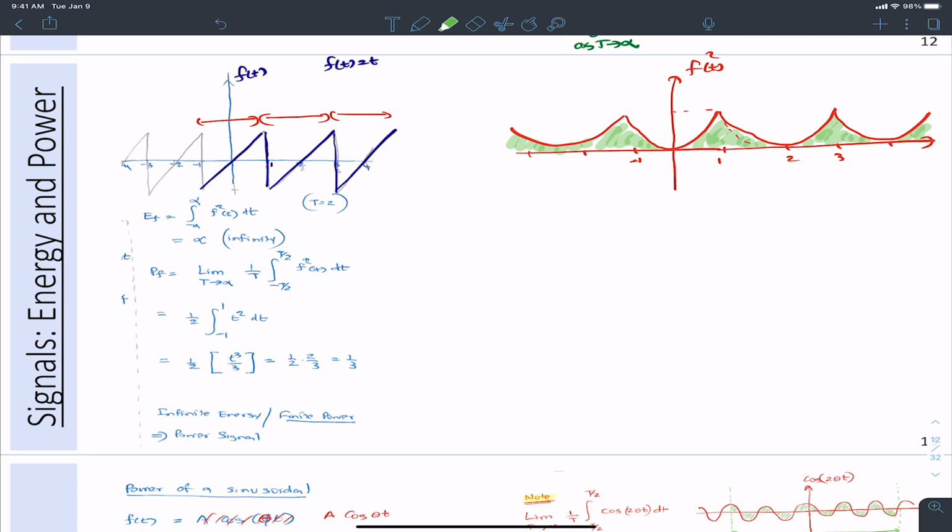Let's see what the power is. The power of the signal is defined as the limit as T tends to infinity of 1 over T times the integral from minus T/2 to T/2 of f(t) squared dt. That's the definition of power. We saw that. So let's integrate this.